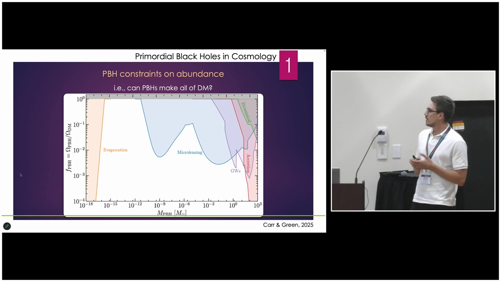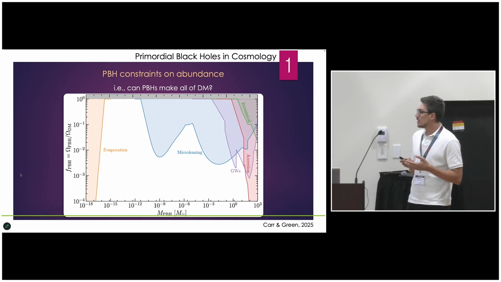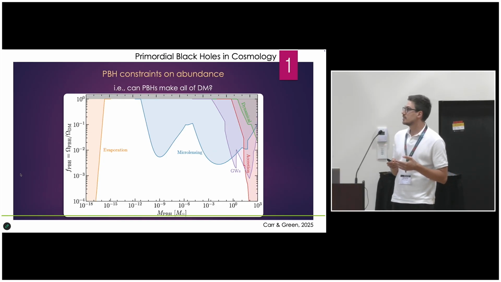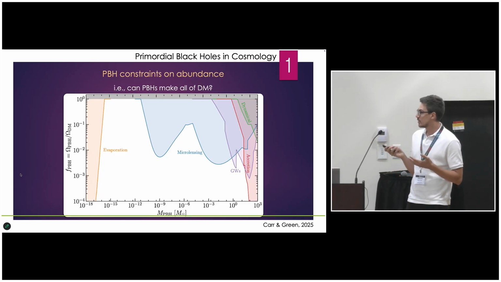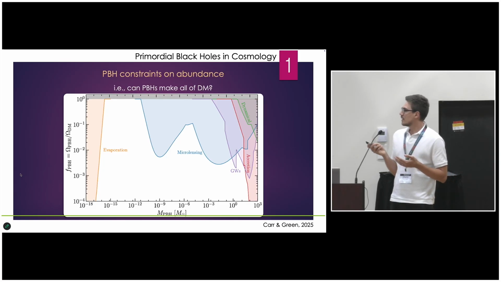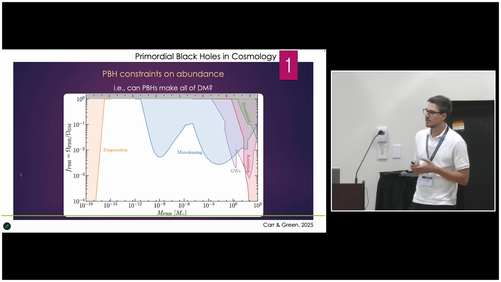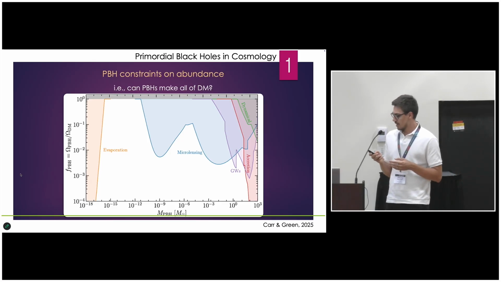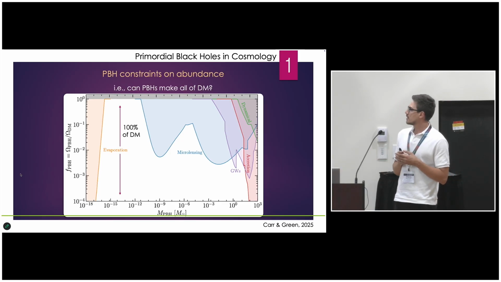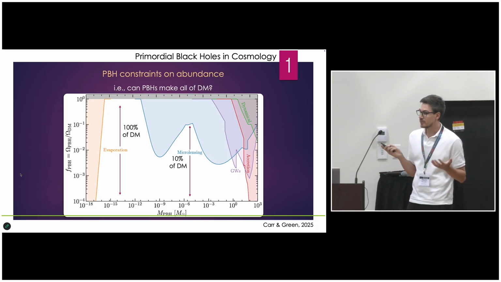So here we can see the PBH constraints on the abundance. On the y-axis, f_PBH, the ratio of the energy density in PBHs to the one of the dark matter. The colors here are the constraints, and the white areas of the plot is where PBHs can still exist. For example, here they can be the totality of the dark matter, while here just 10% of it.